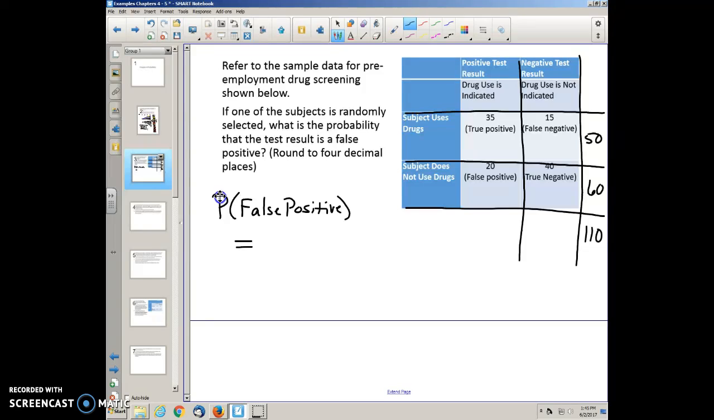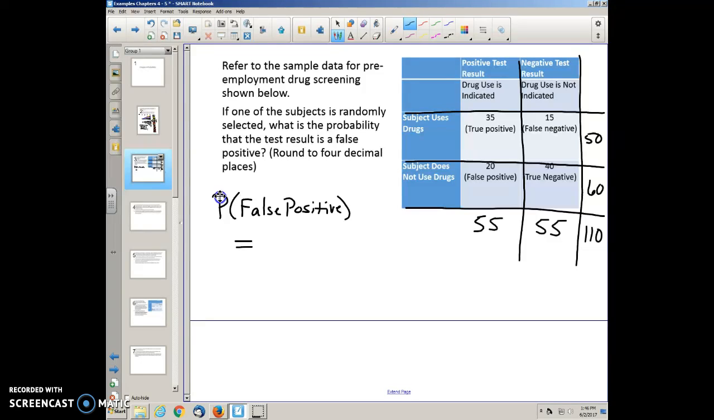Let's add vertically. 20 and 35 is 55. 55 of the subjects had a positive test result, and 55 of the subjects had a negative test result. So half and half. But some of those are false positives, and some of those are false negatives. So the false positive would be where the test is positive, but the subject doesn't use the drug. That's called a false positive. So what is the probability of a false positive?